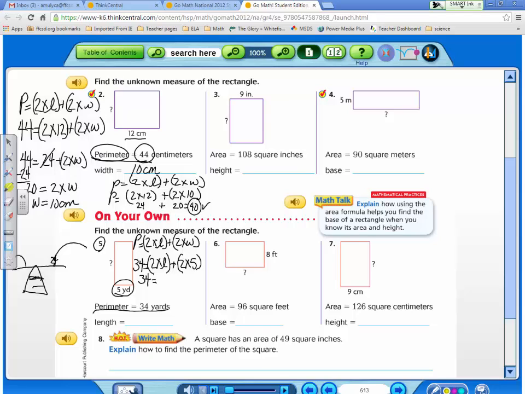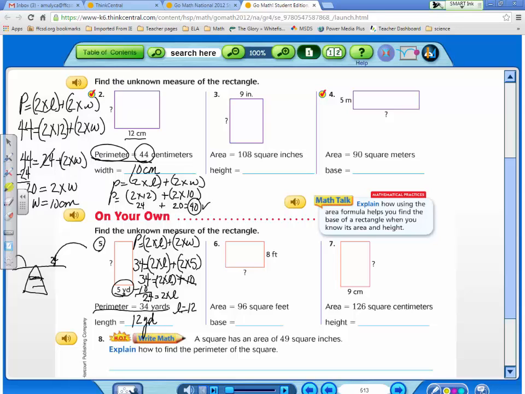34 equals 2 times the length. I can't do anything with that right now. Plus 2 times 5 is 10. Now I want to get rid of that 10, so I just have a simple equation. So I'm going to take 10 off of this side, but I also have to take it off of this side. So I have now 24 equals 2 times the length. Well, 2 times 12 is 24, so the length equals 12, and it's 12 yards. If we go back to the problem for our unit. Formula, substitute in what you know, and start solving.